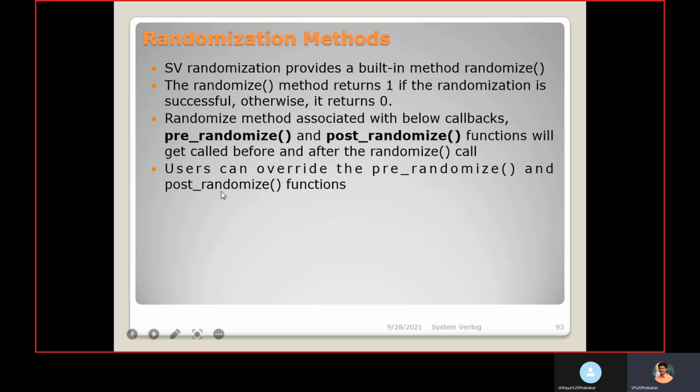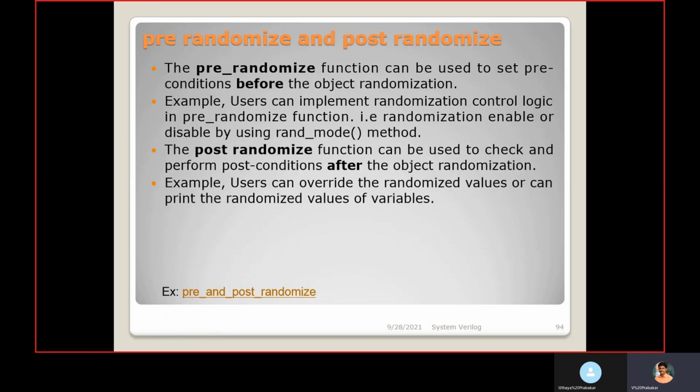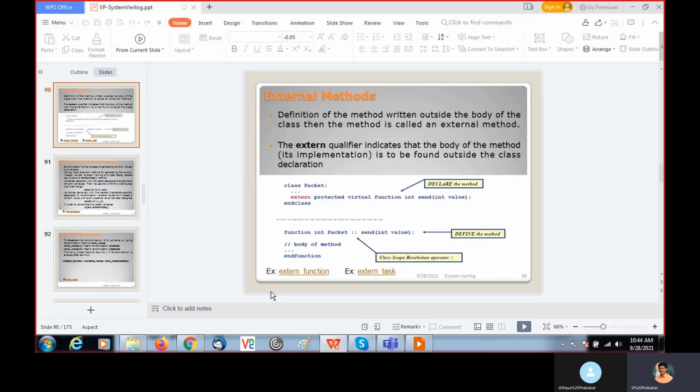The user can override the pre_randomize and post_randomize functions. That means you can write the same name, pre_randomize or post_randomize, and inside that you can implement your own function. So when you call this randomize, automatically pre_randomize and post_randomize will be called. Pre happens before randomization, post happens after randomization. You will see an example like this. In pre_randomize, you can mention the constraints.